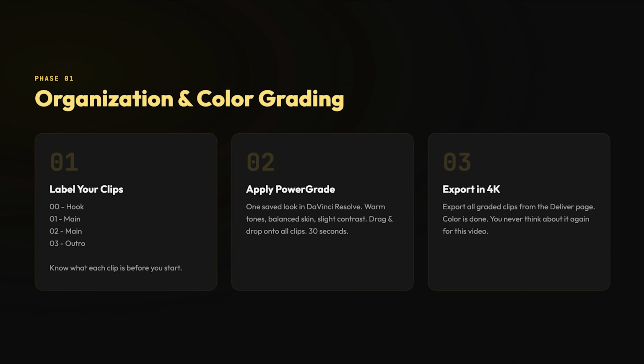Step 3 is exporting the graded footage, okay? Now I export all these graded clips back out into 4K. And while that's rendering, I can grab a snack, check my emails or whatever. And that's phase 1 done. All my footage is now color graded, organized, and ready for the next step. And I never have to think about color grading for this video again.